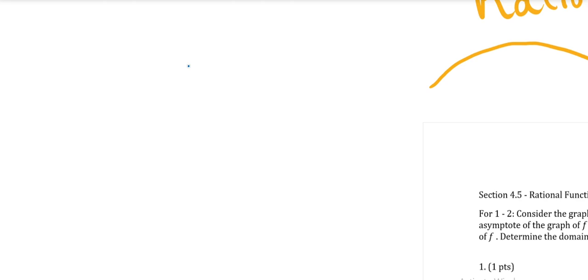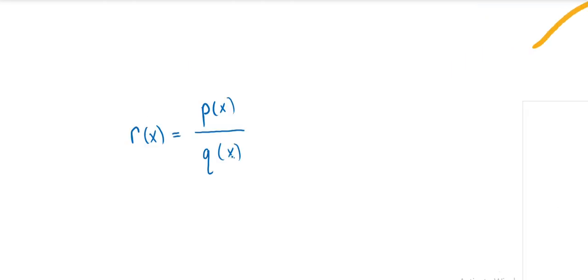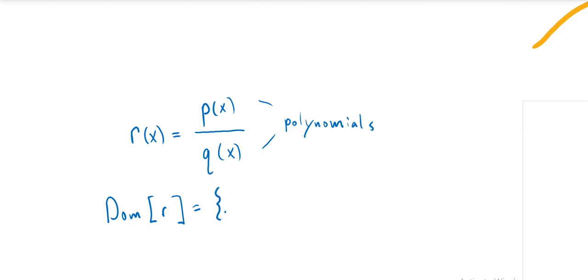Before we begin, we should define what a rational function is. We're going to define a rational function r of x as a quotient of two functions, where p of x and q of x here are polynomials. One of the main things to keep in mind about a rational function is that since we're doing this division, we are going to have to make sure that q of x is never 0. This will form the domain of our rational function.